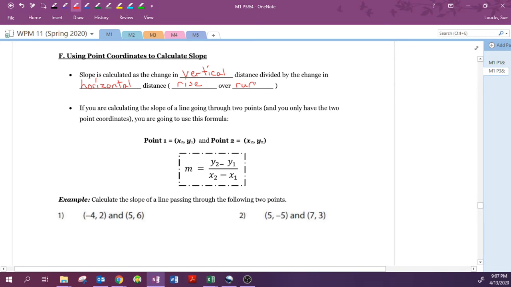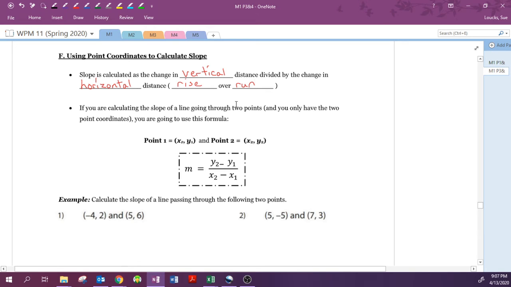If you're calculating the slope of a line going through 2 points, and you only have the coordinates of the 2 points, you're going to use this formula. It's called the slope formula, where point 1 has the coordinates x1, y1, and point 2 has x2, y2, and m equals y2 minus y1 over x2 minus x1.